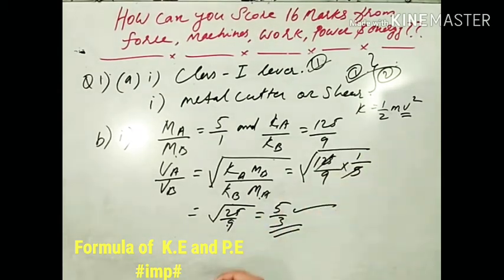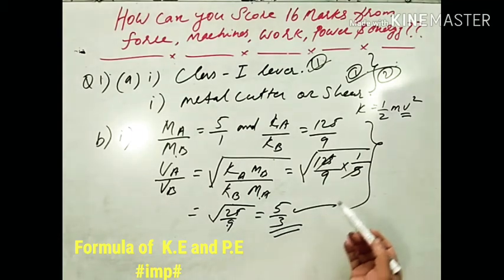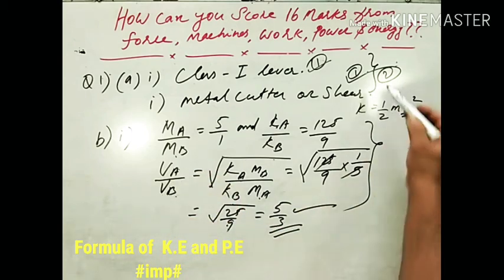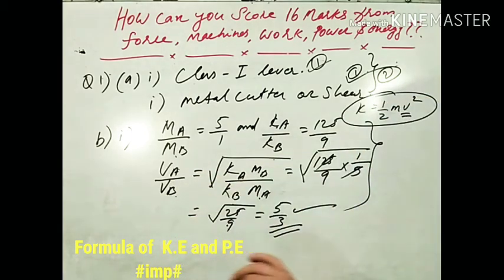So you must know the formula, and with just a simple mathematical operation you can calculate the ratio of velocities, the velocity of body A to the velocity of body B. But you must know the formula of kinetic energy. So what is the next, third part? This question carries 2 marks. What is the third part of the question?